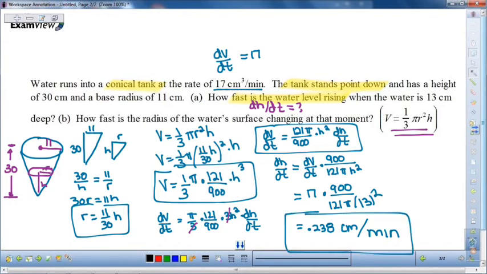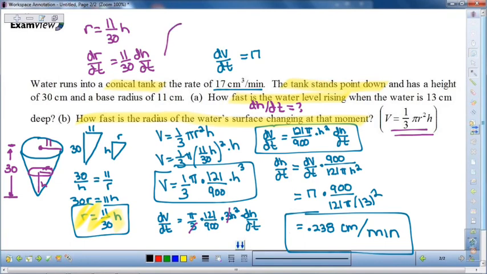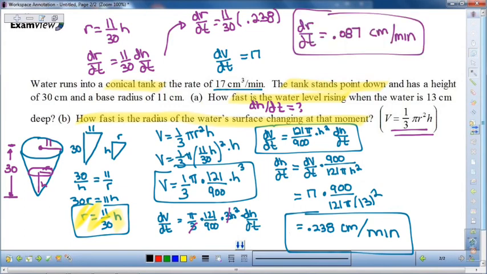Okay. Part B says how fast is the radius of the water surface changing at that moment. So we already have an equation that relates the radius to the height. I'm going to go ahead and take the derivative of that. So dr/dt is going to equal 11/30 dH/dt. So at the specific moment when the height is 13, I know that dH/dt is 0.238. So I'm going to go ahead and substitute that in. And I get 0.087 centimeters per minute.